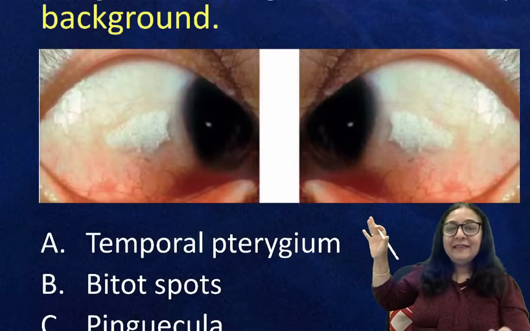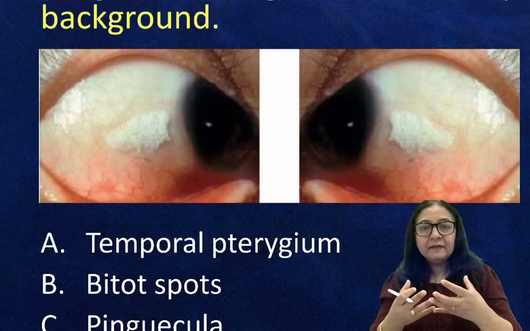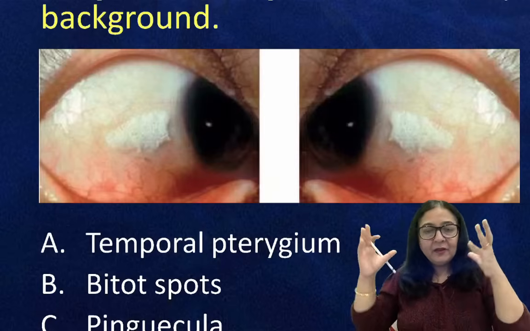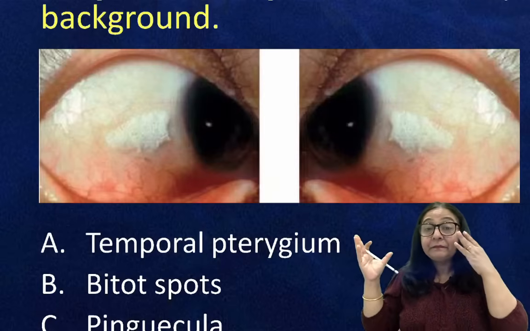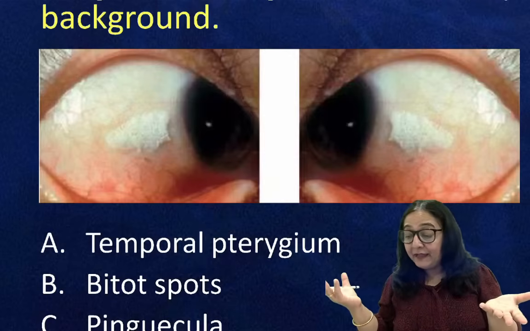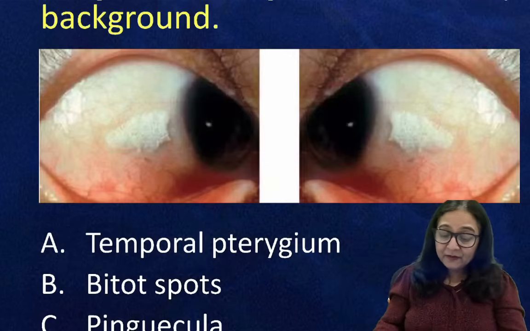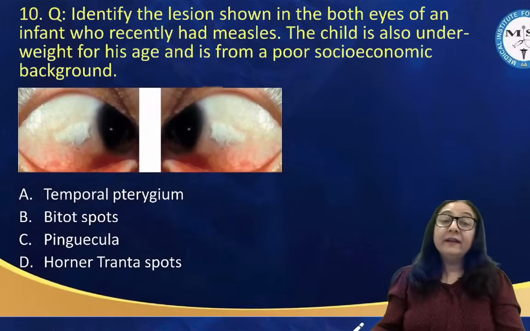So what are we seeing? We are seeing foamy spots on the bulbar conjunctiva in both eyes. This is Bitot's spot, as you told me. So the diagnosis and the right answer over here is Bitot's spot.